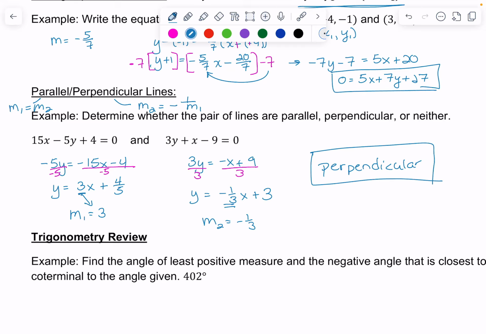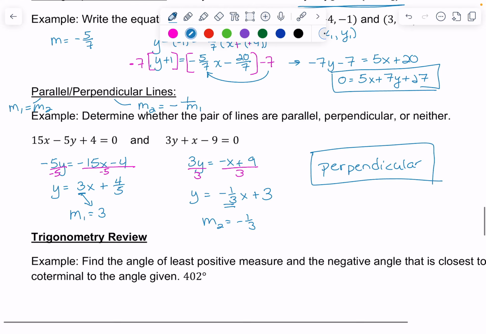If they were parallel, they would have the same slope. If one was, let's say, 3 and the other one was negative 3, they would be neither. So that ends the review for the algebra.